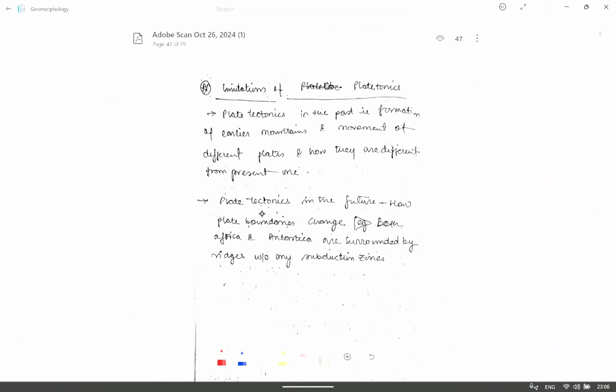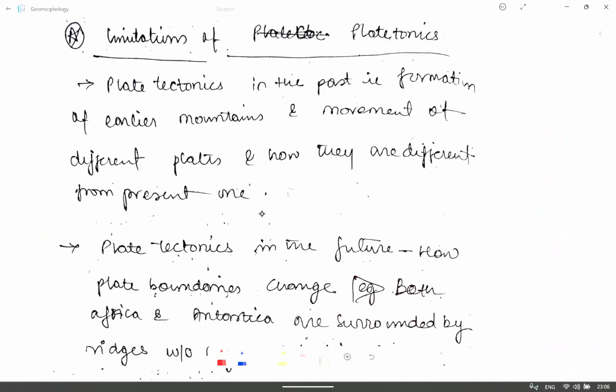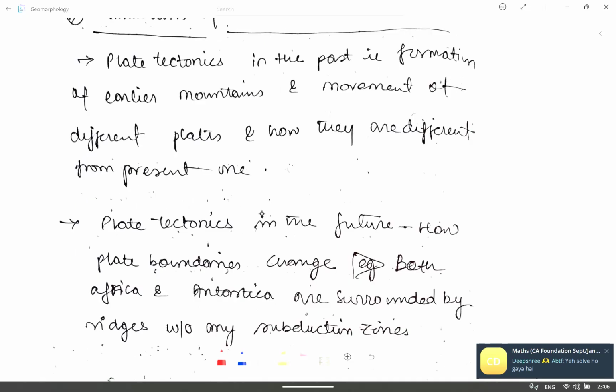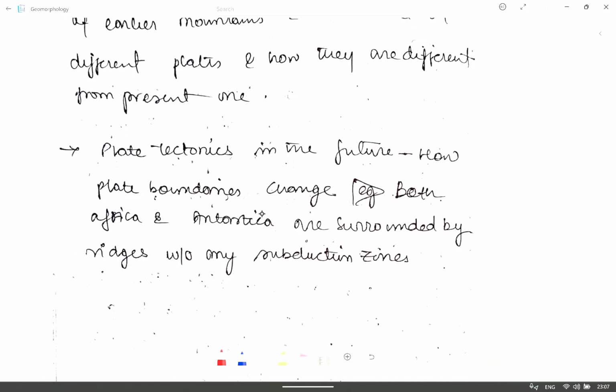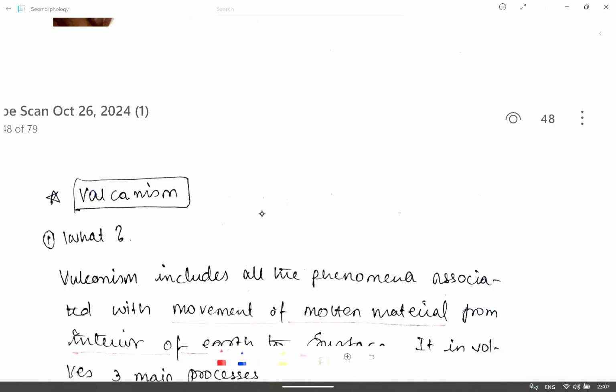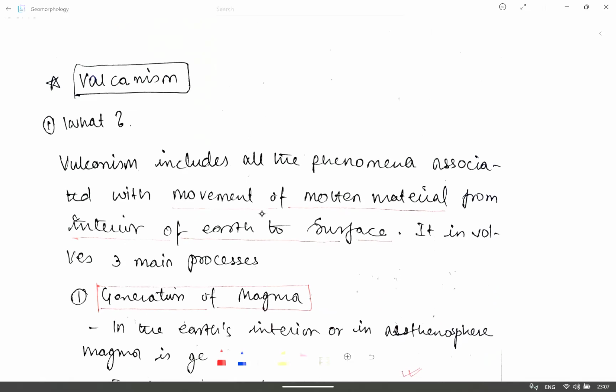What are the limitations? Plate tectonics in the past, that is formation of earlier mountains and movement of different plates and how they are different from the present one, and plate tectonics in the future, that how plate boundaries change, जैसे कि Africa and Antarctica are surrounded by ridges without any subduction zone. So ये था पूरा हमारा plate movements के बारे में.